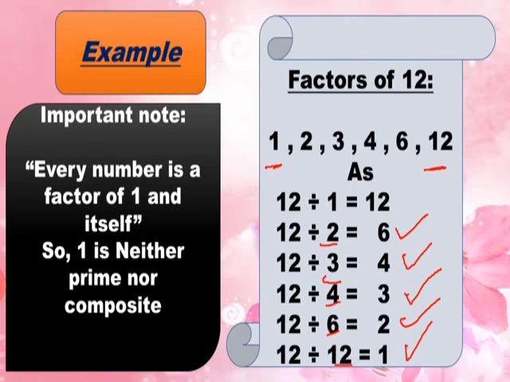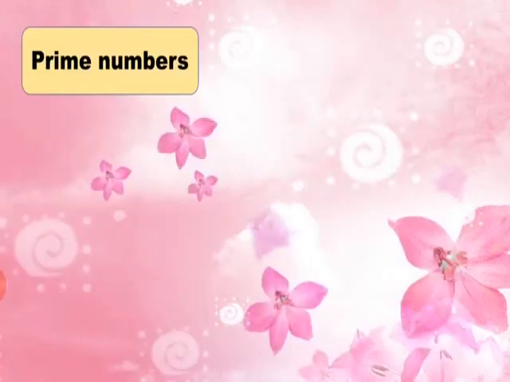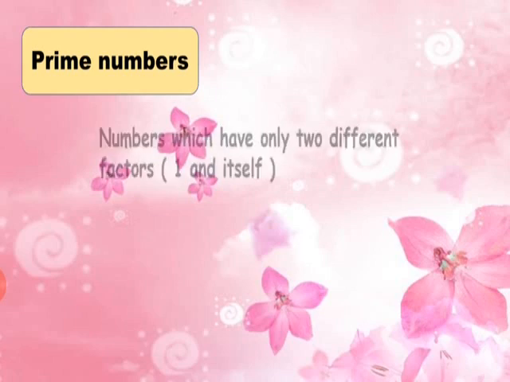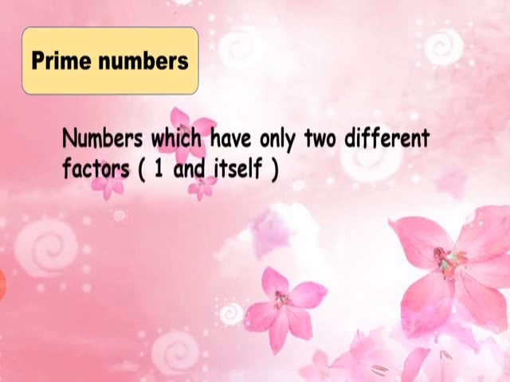So class, we have two types here. First is prime numbers. Okay, so what are prime numbers, class? Here we have the definition. Numbers which have only two different factors, one and itself, are called prime numbers.